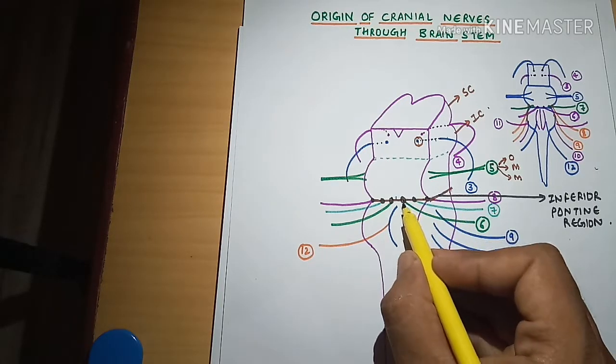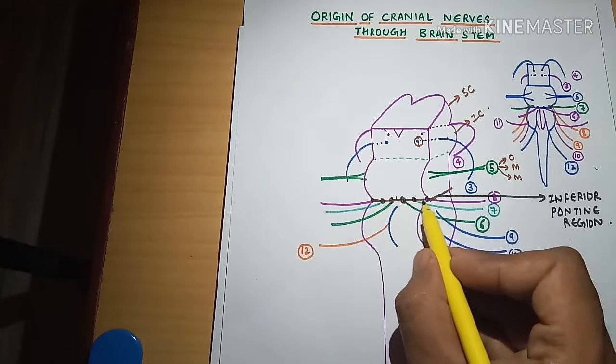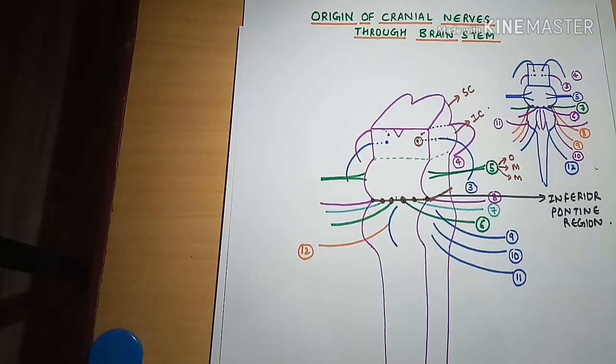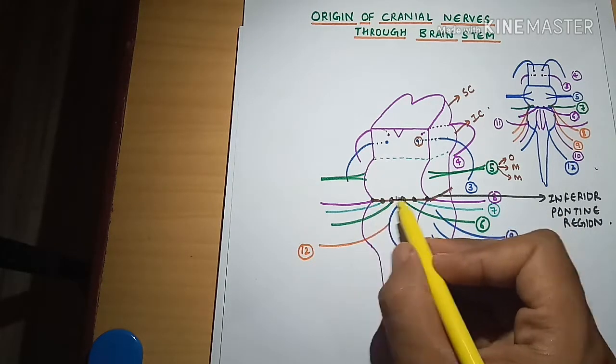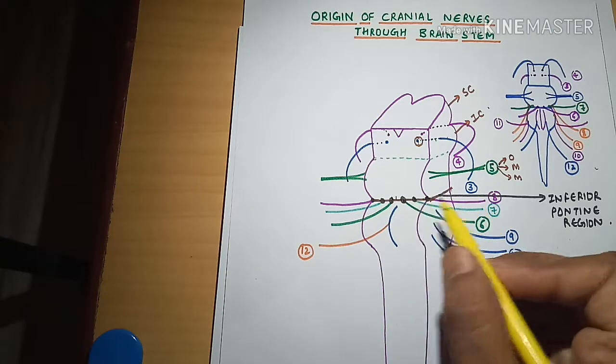From the median side, the sixth cranial nerve, lateral to the sixth the seventh cranial nerve, and much more lateral to the seventh the eighth cranial nerve get their origin at the anterior aspect of the brainstem, at the inferior pontine region or the pontomedullary junction. These are the three cranial nerves which get their origin from here.